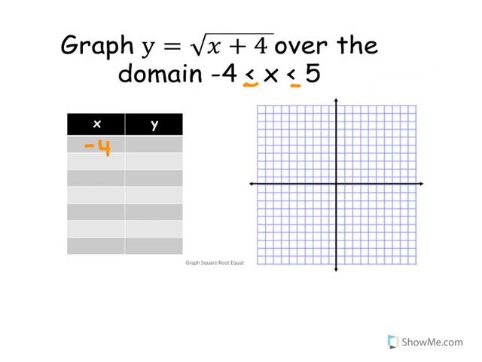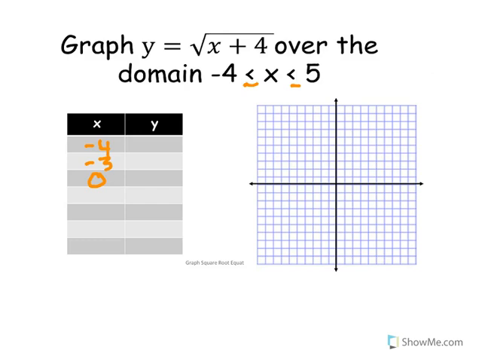So what's going to happen when I use -3? Well, that's going to be fine. What's going to happen when I use -2? Well, I don't want to see radical 2. What's going to happen when I use -1? I don't want to see radical 3. Right? What's going to happen when I use 0? Okay, I'm okay with 0.